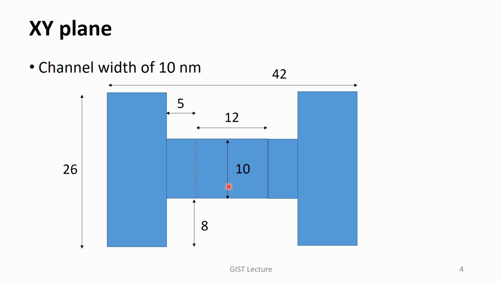Of course, when you have a wider channel, then this part will be wider. Also, this source and drain part will become wider according to the wider channel. The inner space length is 5 nanometers.